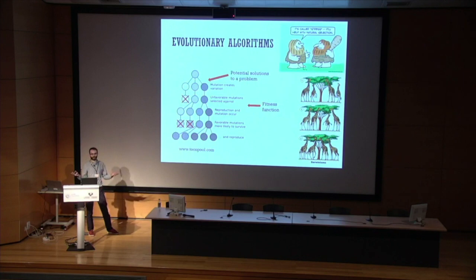If you understand natural selection, you already have a good idea of how evolutionary algorithms work, like this evolution of giraffes with long necks, for example. We can take potential solutions to a problem. We call this a population of solutions. We can then apply some sort of fitness function. For me, the fitness function was the quantum Fisher information. So the larger the quantum Fisher information, the better.